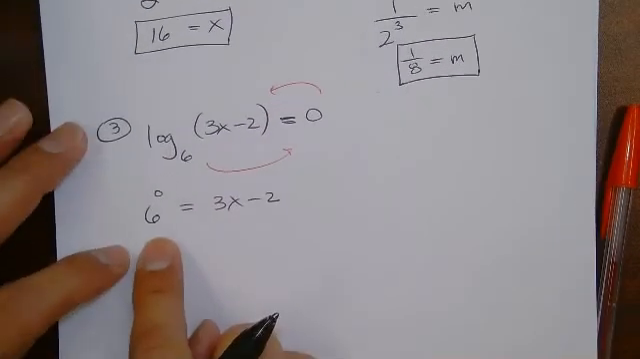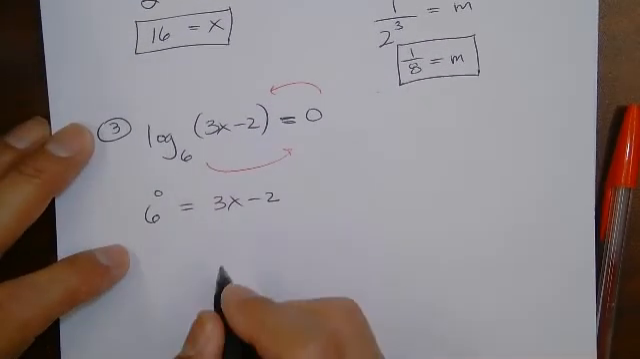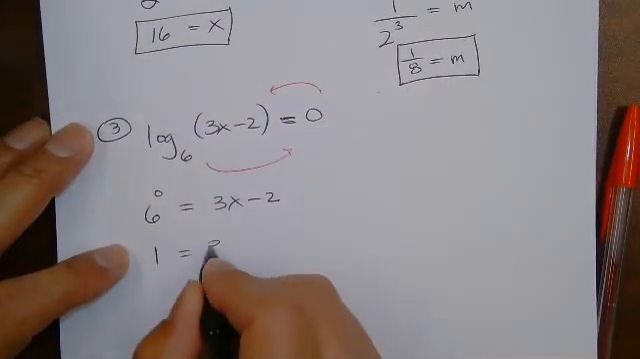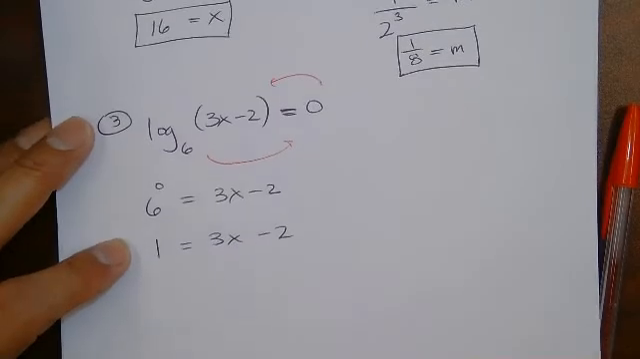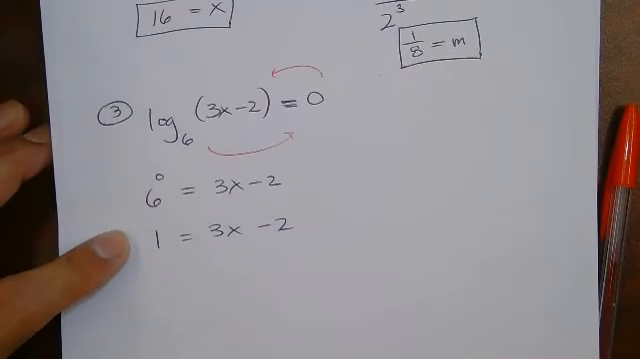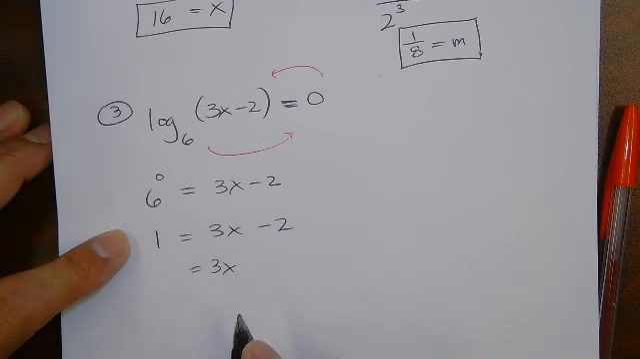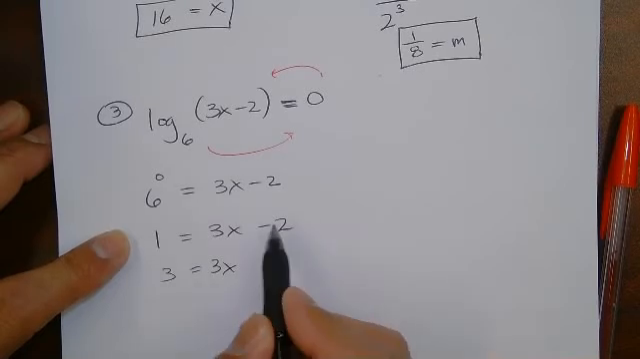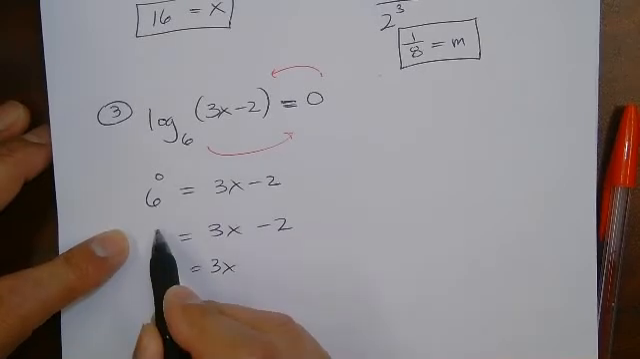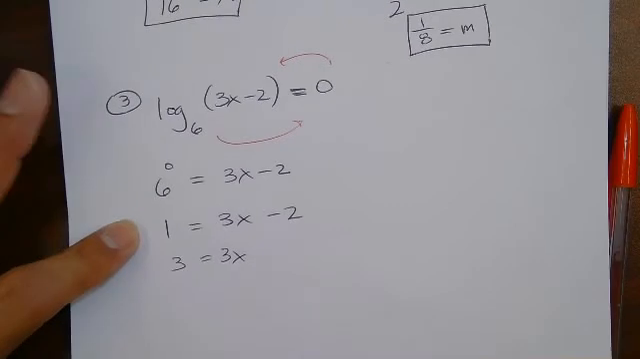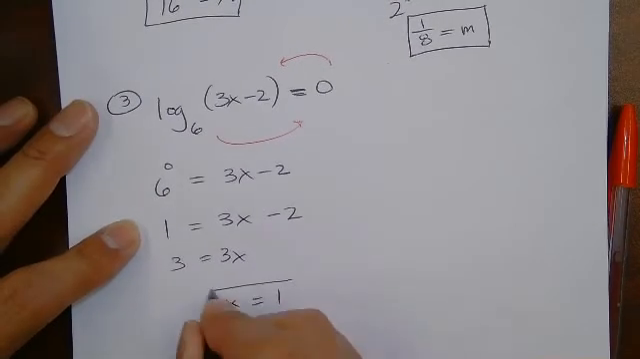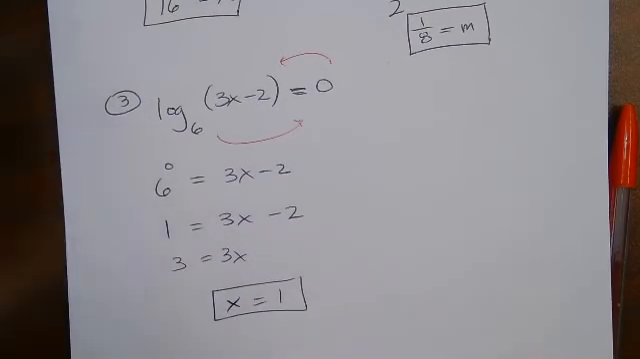What's 6 to the power of 0? 1. You guys remember that? So 1 is equal to 3x minus 2. That's going to be 3x equals 3, right? Because this negative 2, when you move it to that side, becomes positive 2. I think you can handle that. You guys remember how we learned this already?